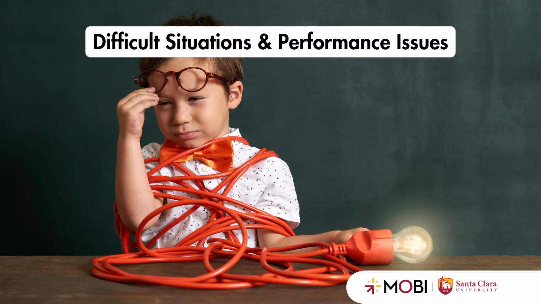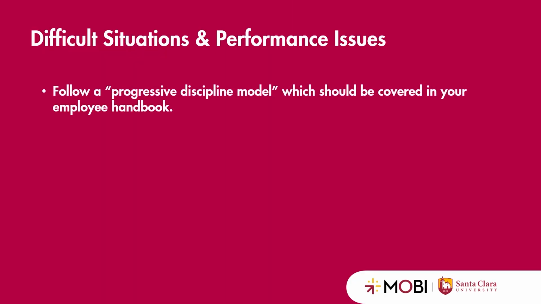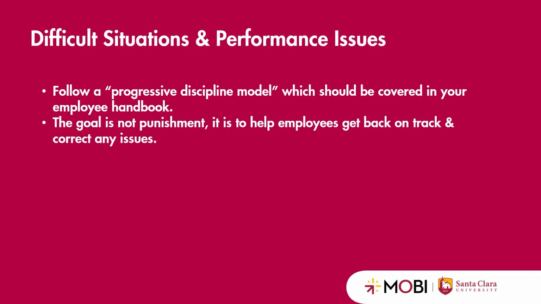Our next topic is difficult conversations and performance issues. Even with the best intentions, you will inevitably face conflict and challenging situations that require more consequences and corrections than you can provide in a single conversation. You'll want to follow a progressive discipline model, which should be provided in your employee handbook. The goal is not punishment, it's to help the employee get back on track and correct any issues. As you're providing this feedback, also include ways they can realistically improve.